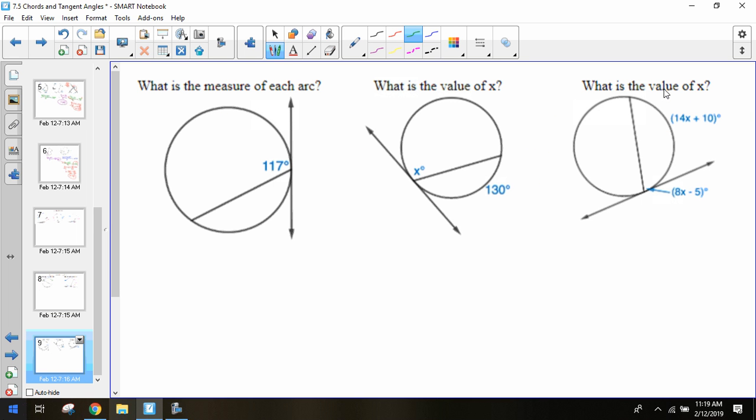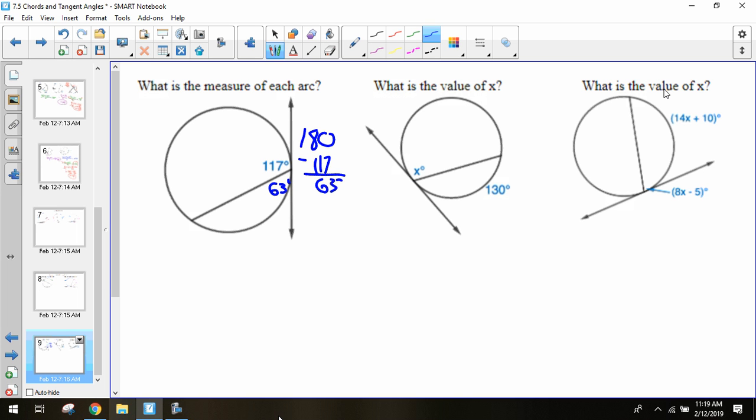And so as long as we know one piece of information, we should be able to solve for all of the rest. So for that first one, we have the angle of 117. We want to try to find what both of those arcs are. How can we find that? We know they're supplementary, so 180 minus 117 gave us our other angle of 63. Good. So we have both those angles.